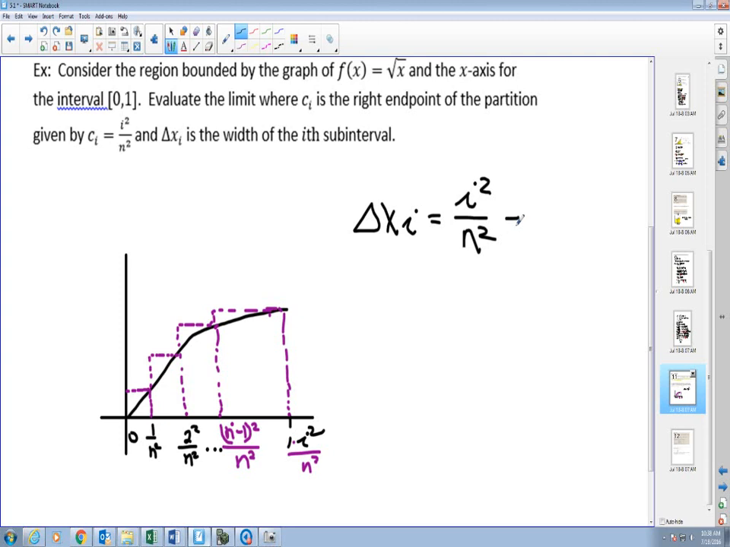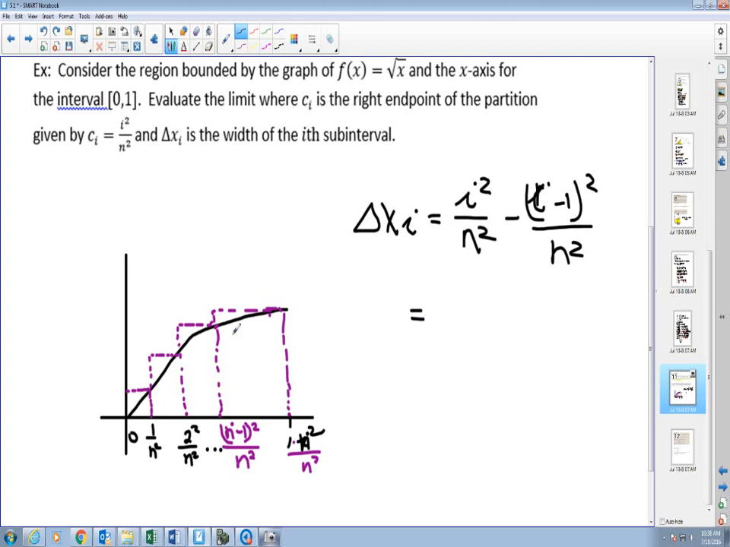Minus the one before that, which has got to be i minus 1 squared over n squared, just like this one right here. So this can be n squared over n squared. The one before that is n minus 1, and I'm picking squares here on purpose, so I can go back and say that's n squared. The i is referring to the ith subinterval, so you pretend this is any ith subinterval.